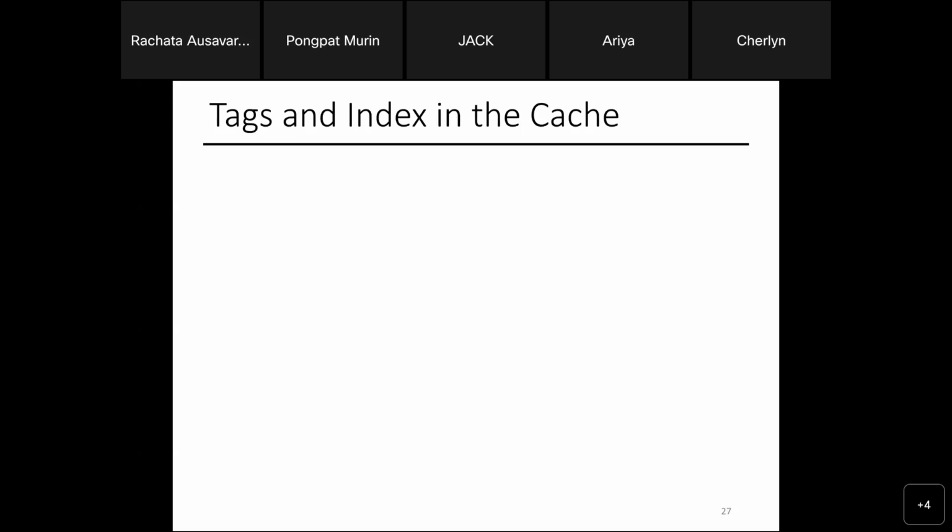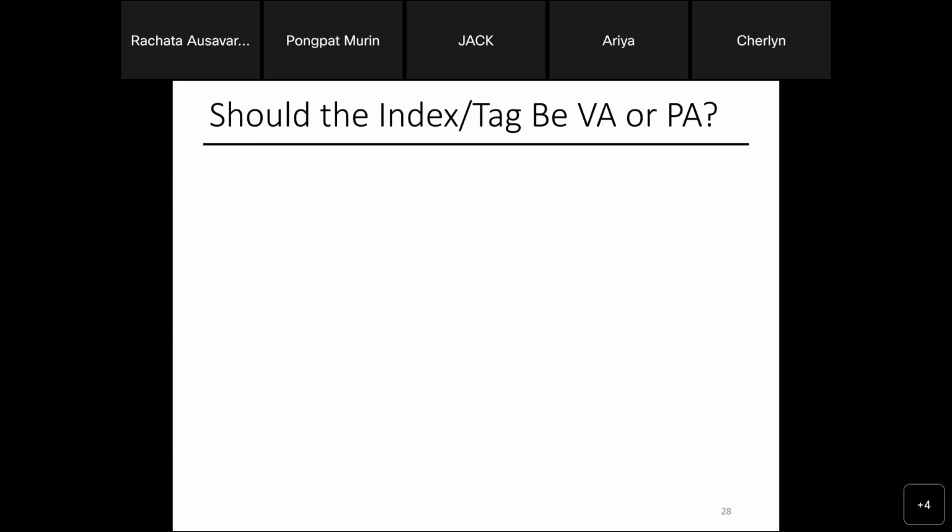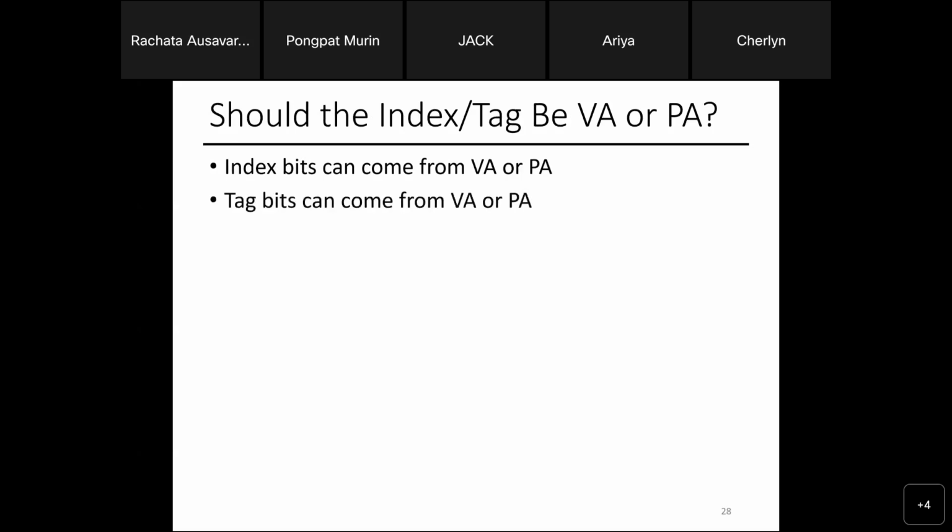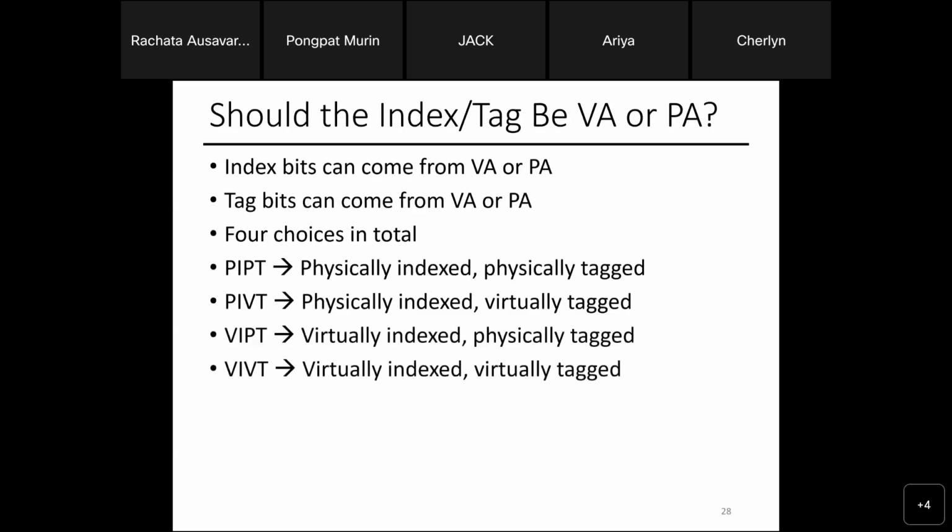Which one do you use to tell whether it is your data, the tag or the index? The tag. So here's my question. I have the tag and the index. Both of them can come from either the virtual address or the physical address, you can pick. In reality, you cannot really pick, but you have a choice. These are all the 4 choices.